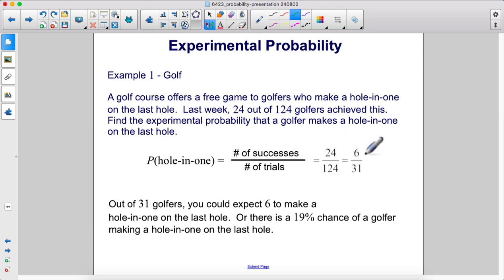This can be reduced to 6 over 31, or a 19% chance. Out of 31 golfers, you can expect 6 to make a hole-in-one on the last hole, based on these trials. You can also say there's a 19% chance of a golfer making a hole-in-one on the last hole.